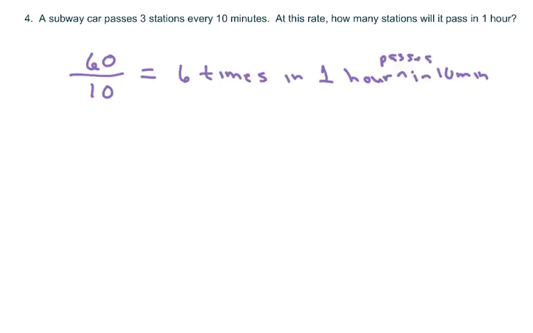Okay. So, in 10 minutes, it passes 3 stations. So, in 60 minutes, it must pass 6 times 3, which equals 18 stations. You just have to kind of think logically. You might have done it a different way.